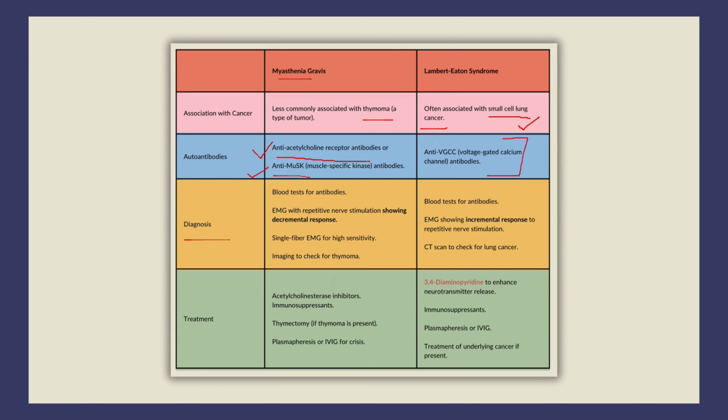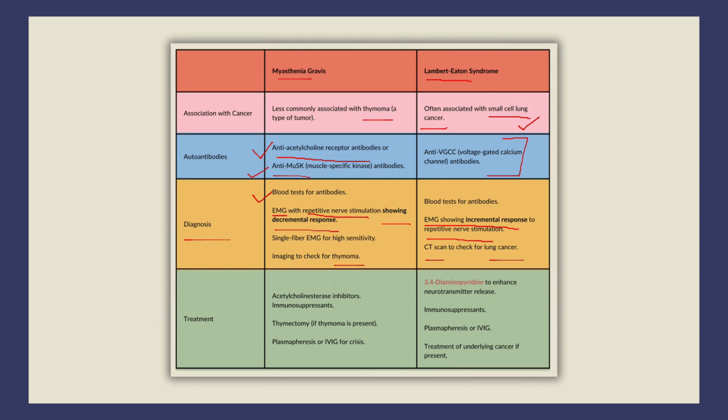So how do you diagnose? You obviously send blood tests for all these antibodies, and then you do an EMG. Again, as we discussed, because Lambert-Eaton syndrome gets better with exercise, EMG would show an incremental response with repeated nerve stimulation, while in Myasthenia, which gets better with rest, it would show a decremental response with repetitive nerve stimulation, which mimics exercise. And again, you have to do imaging to rule out thymoma, and a CT scan to rule out lung cancer in Lambert-Eaton syndrome.